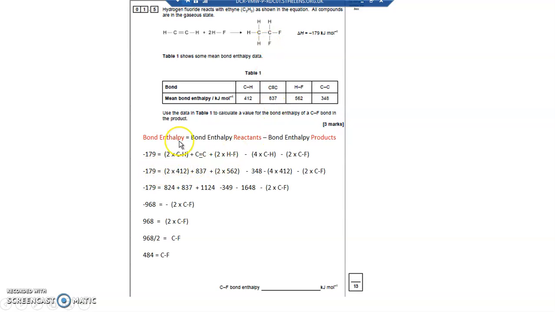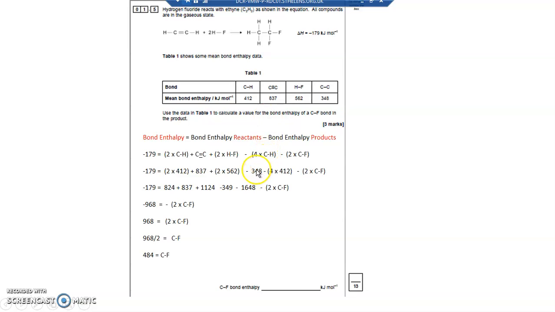If you put the numbers in, a C-H bond is 412, plus. They're all plus values because they all involve endothermic reactions, putting energy in to break the bonds. So they're always plus values for the mean bond enthalpy. Plus 837, so that's the energy required to break a carbon-to-carbon triple bond. 2 HFs are 2 times 562. Take away, subtract 348 for a carbon-to-carbon.